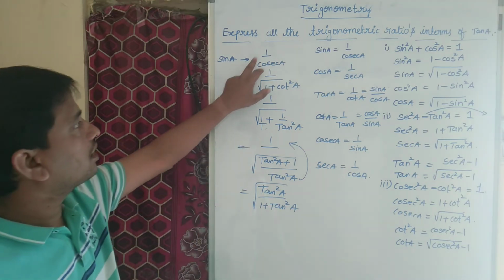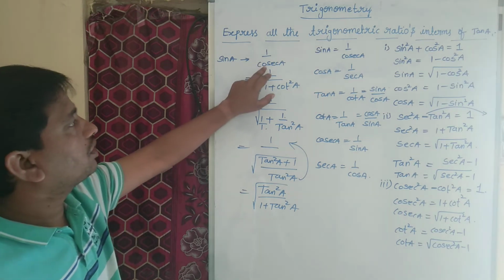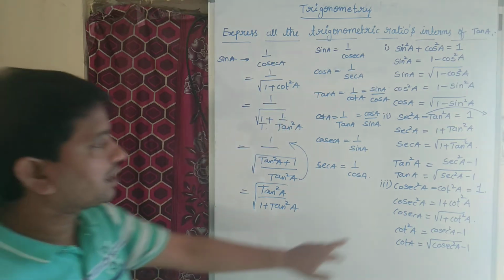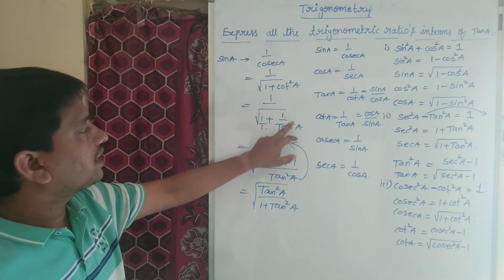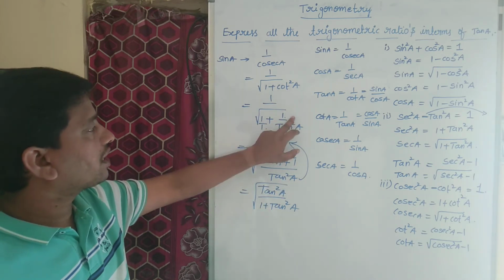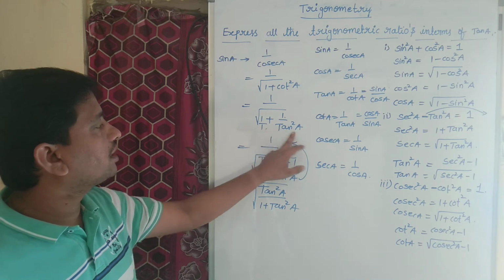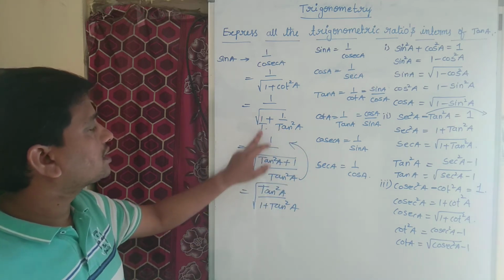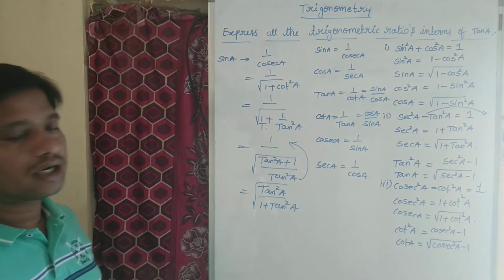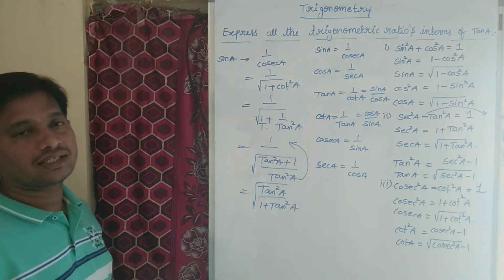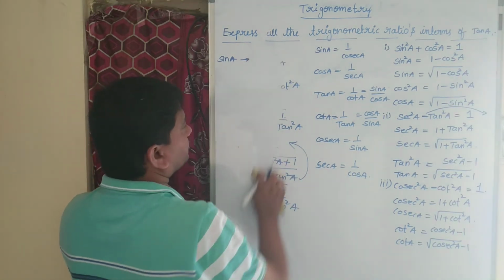Once again, sin A we can write as 1 by cosec A, because sin is reciprocal of cosec. We know that cosec A is nothing but root over 1 plus cot square A. Cot square A we can express as 1 by tan square A. Then LCM is tan square A, into 1 plus tan square A. Now reciprocal, it will become root over tan square A by 1 plus tan square A. Clear? This is sin in terms of tan.